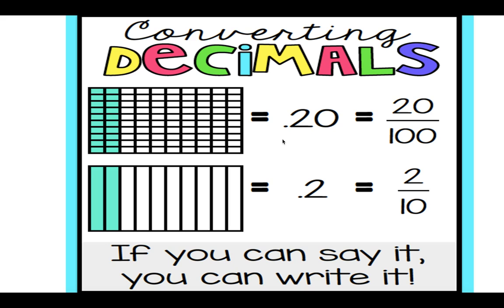All right, and here's that converting decimals chart. And you can see that in the top picture, the grid is broken down into hundredths, and I have 20 shaded, which means I have 20 hundredths. In the bottom, my picture is split into tenths. I have 2 tenths covered, so my fraction is 2 tenths, but they are both equivalent.